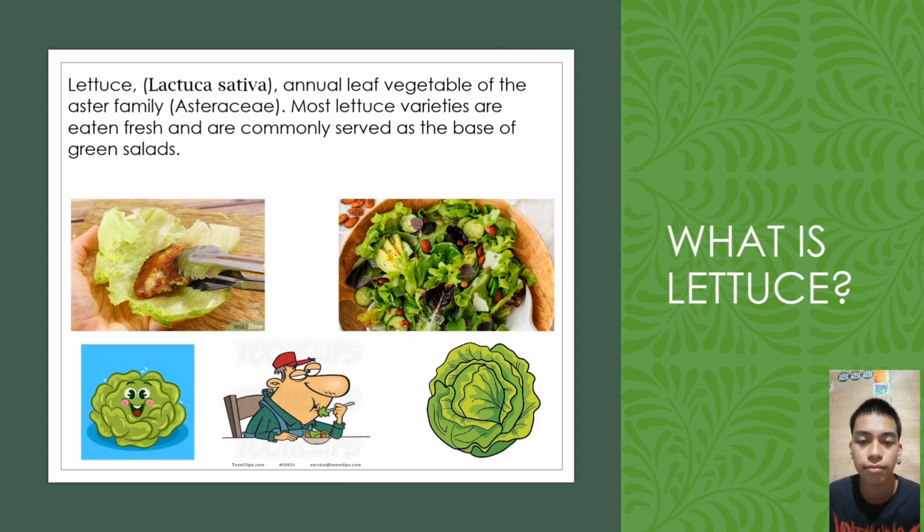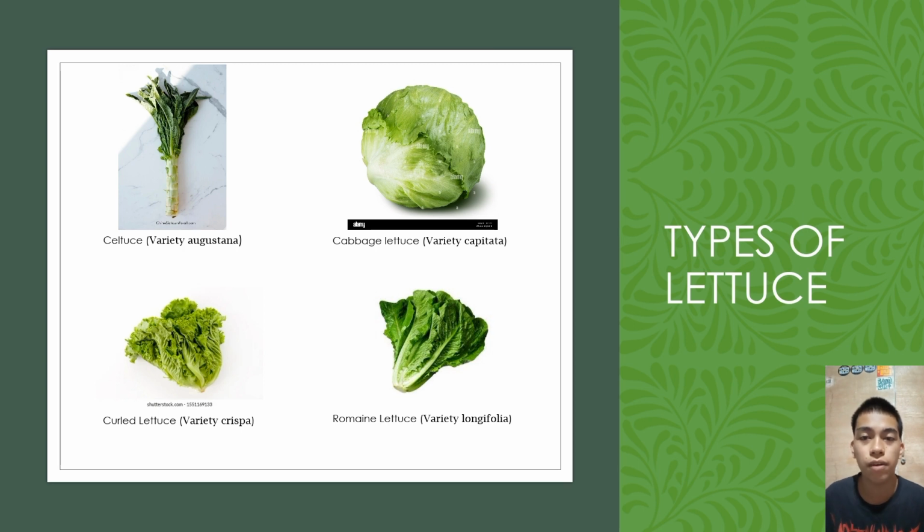So we have four botanical varieties of lettuce that are cultivated. First, we have the Celtuce or the variety Augustana. Second is the cabbage lettuce or the variety Capitata. Third is the leaf or curled lettuce, which is the variety Crispa. And lastly, we have the romaine lettuce or the variety Longifolia.